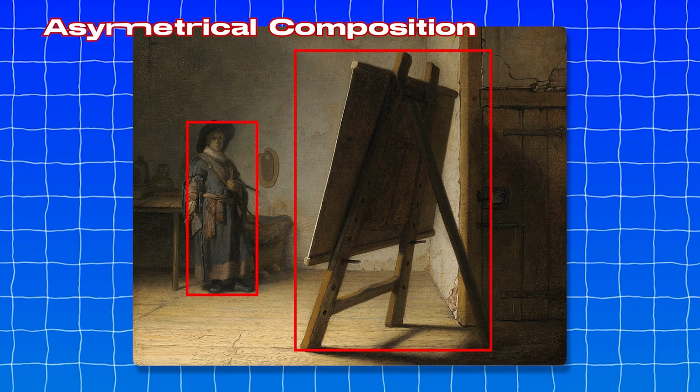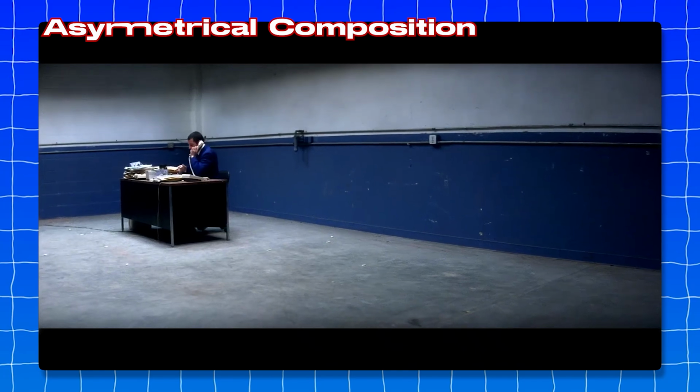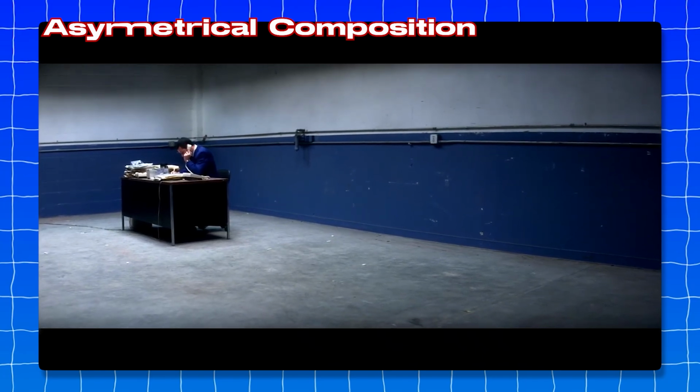Asymmetrical composition. Break the mirror and you get tension. Asymmetrical framing puts weight on one side of the image, leaving the other side lighter or emptier. It feels unresolved, which is exactly why it shows up so often in thrillers, noir, and any scene where something is off and the audience needs to feel it before the plot tells them.